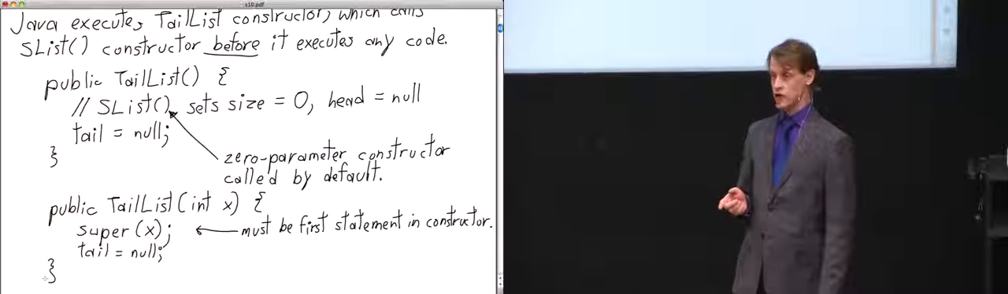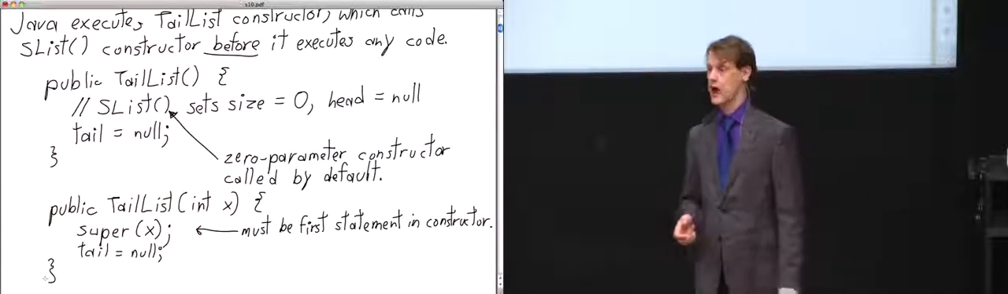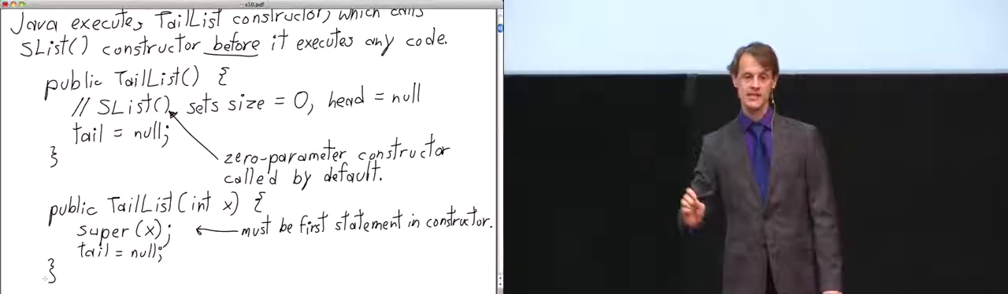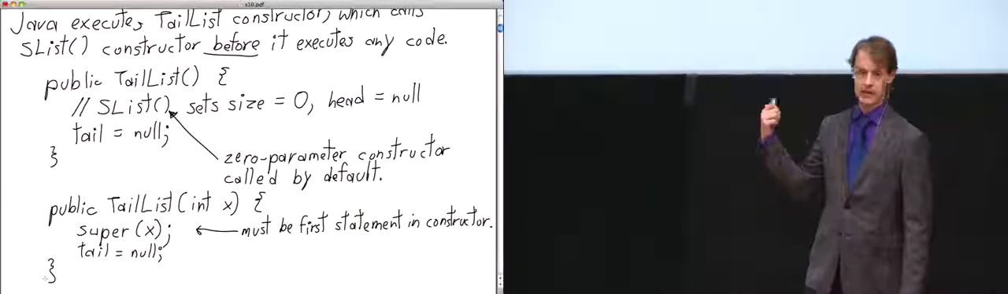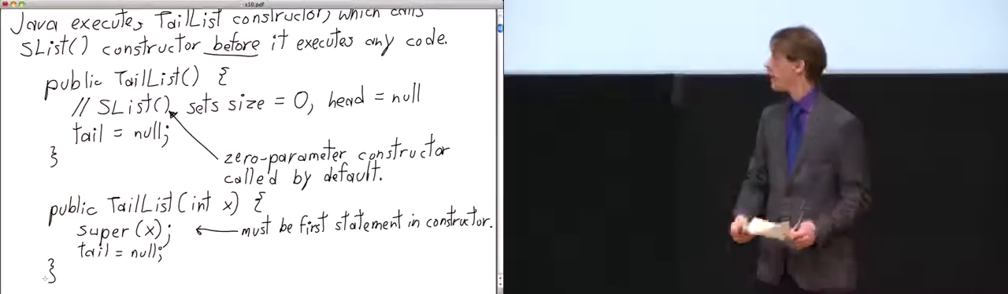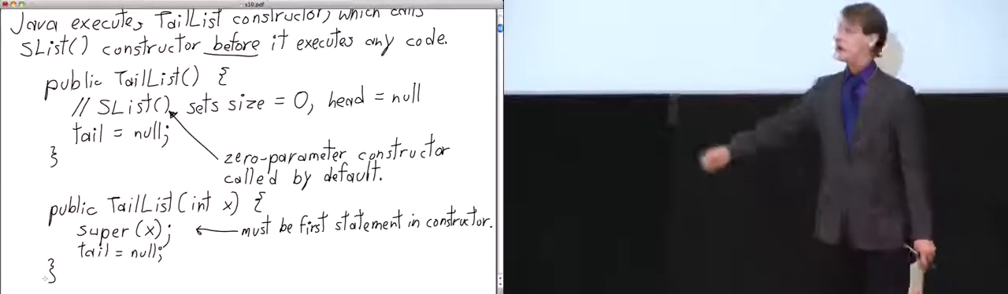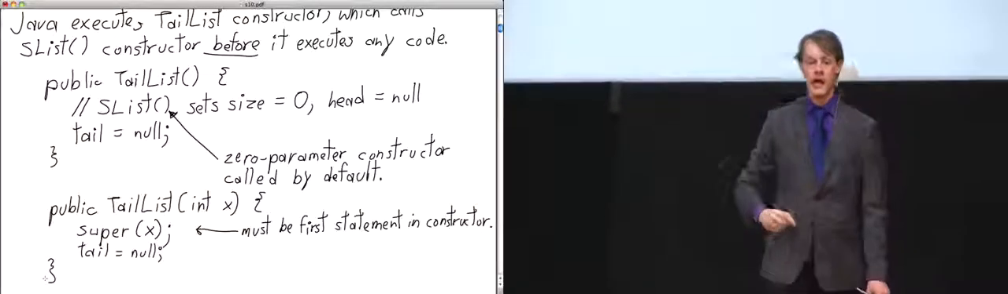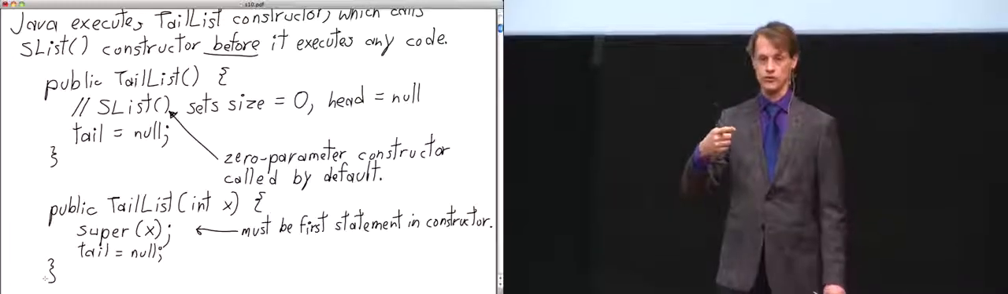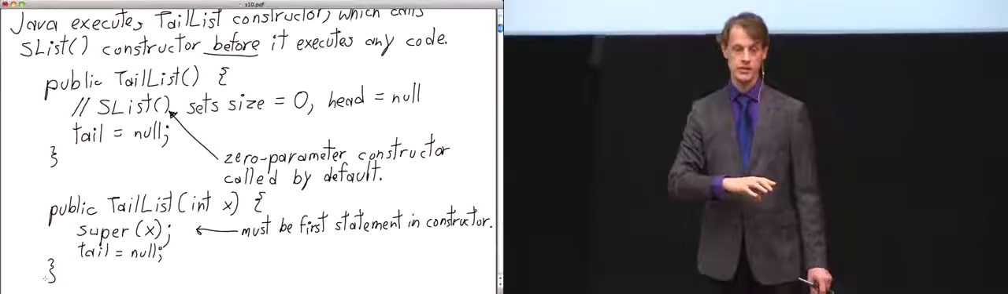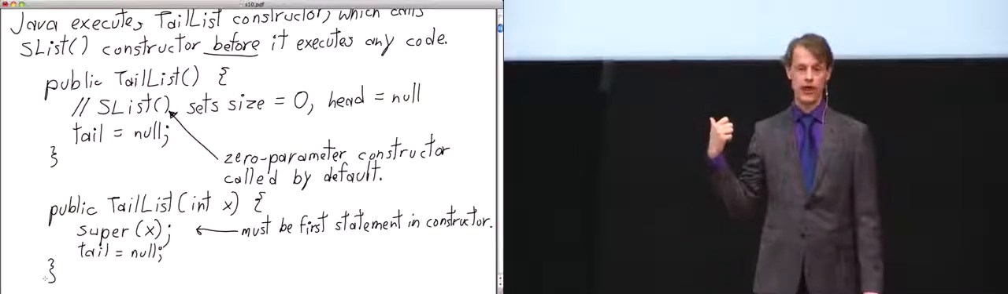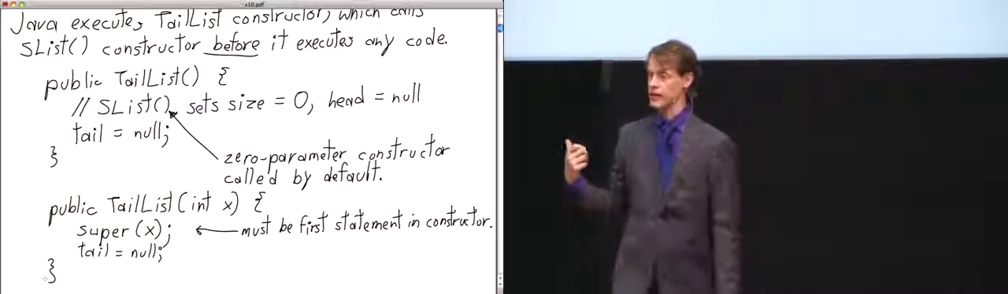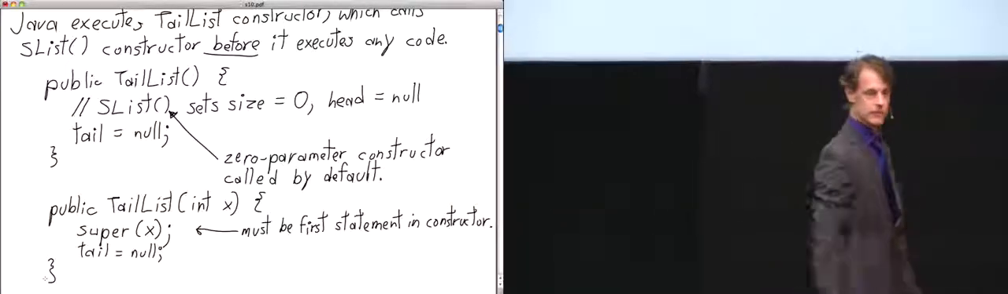Now, there is no way to tell Java not to call a superclass constructor. You only have the freedom to determine which superclass constructor is going to get called at the beginning of your subclass constructor. And another thing worth noting is that if the zero-parameter constructor is called by default, and the superclass does not have a zero-parameter constructor, because you only have other constructors, then there will be a compile time error when you try to compile it. So you can't fall back on the default superclass constructor if there is no zero-parameter superclass constructor.